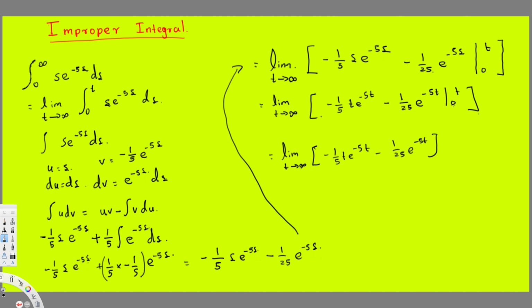Then we have to apply this 0, that's going to be minus, and if I apply 0 for this t, what's going to happen? This is 0, this is going to be 0, and this is e power 0, which is 1, so we get 1 multiplied by 1 over 25, that's going to be just 1 over 25. So this is what we get.